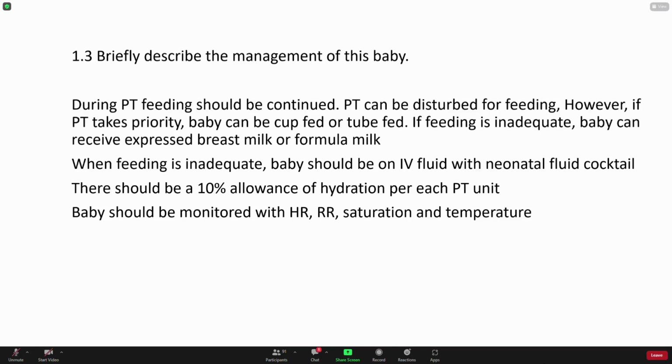obliterates the spaces of Disse. What are those spaces called? Space of Disse, right? Sinusoids. Yes, it obstructs the venous sinusoids of the portal venous triads. So it obstructs the portal venous system, the hepatic venous system and the venous sinusoids, right? So then what will happen?